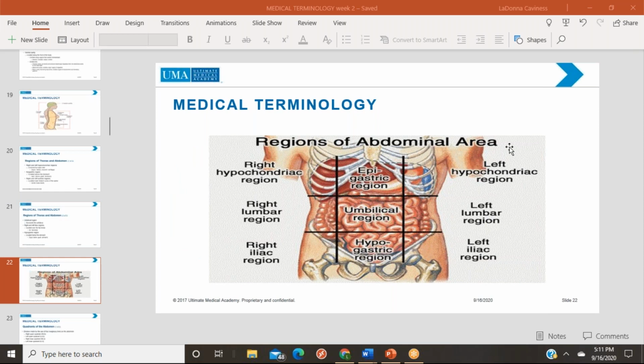All right, regions of the abdominal area. So if we take a look at this diagram, the right hypochondriac region is located here. The right lumbar region is located here. The right iliac region is located over here. Left hypochondriac, left lumbar, and left iliac. So it's just opposite of the right. And in the center here, we have the epigastric region, the umbilical region, and the hypogastric region. It's located in the center area here.